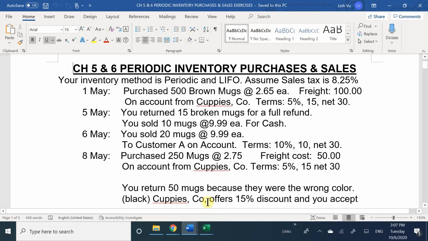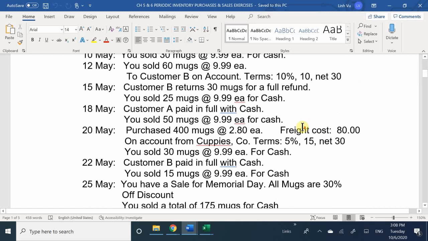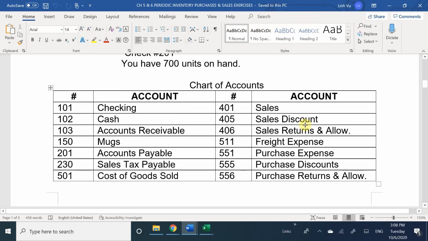What has happened next? So assuming this is the same day, okay, what has happened next? On May 5th, you sold 10 mugs at $9.99 each for cash. And of course up here it says sales tax is going to be 8.25%. So what accounts am I going to be using? Okay, well, this will be cash.